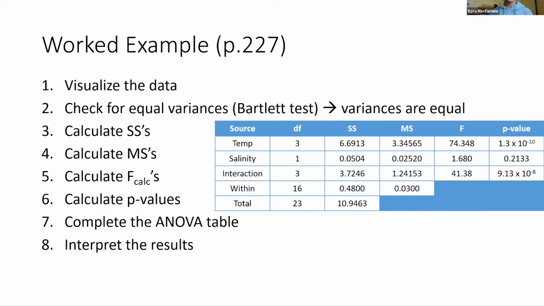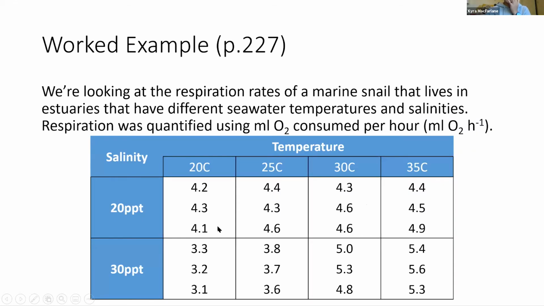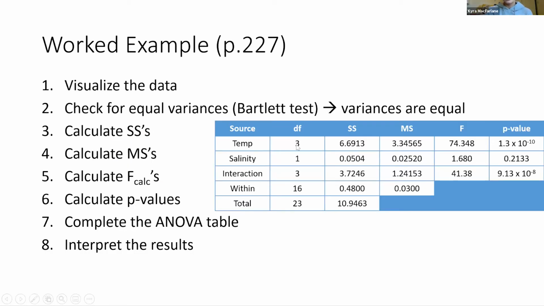We calculate the sum of squares, mean squares, and F-calcs and p-values if you were to be doing this by hand or in Excel. But in R, that all happens in a single step, along with completing the ANOVA table. And then we interpret the results. So this is the completed ANOVA table for these data. So we have our degrees of freedom, our sum of squares, our mean squares, our F-calc, and our p-values.